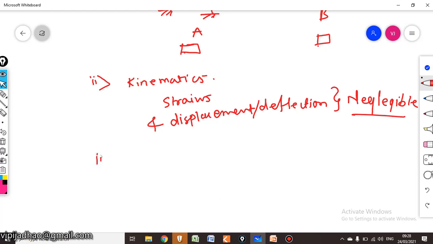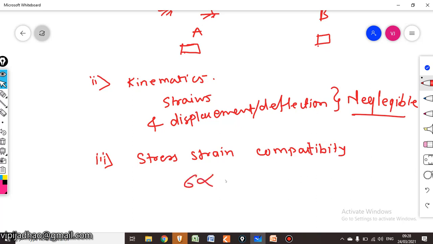And the third principle of structural analysis is stress strain compatibility. So what is this stress strain compatibility? You know Hooke's law, that is, stress is directly proportional to strain within elastic limit. This is the stress strain compatibility: the stress developed in the material used in the structure must be directly proportional to the strain within elastic limits.